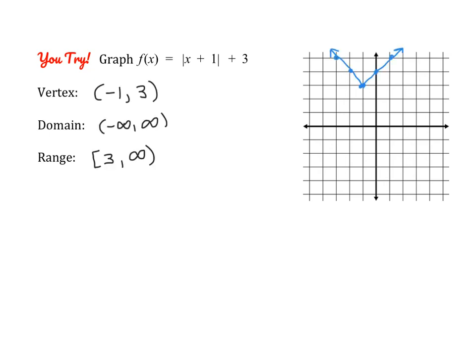Okay, so remember we start with our vertex, which is always (h, k). Remember, it's always opposite though, so it's actually (-1, 3). And then our a value is actually just 1, so that means that we're just going to go up 1, right 1, up 1, right 1, and then reflect that going to the left. And then we have a domain and range listed here.